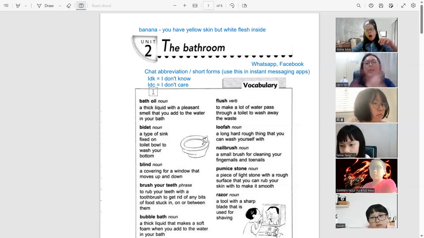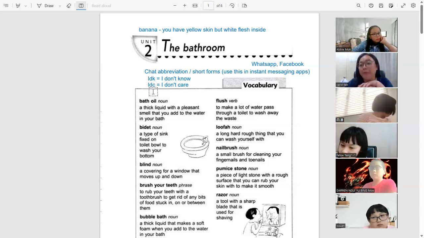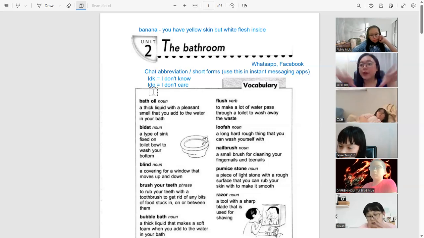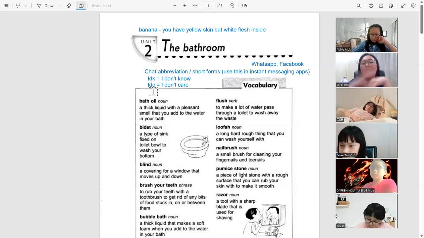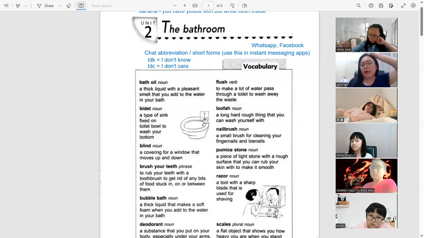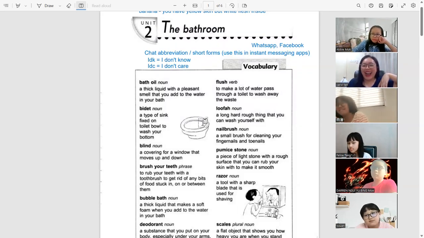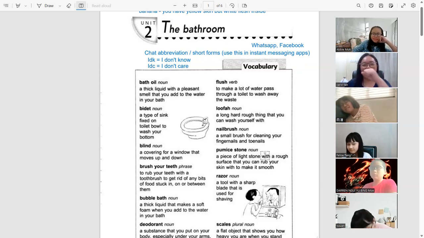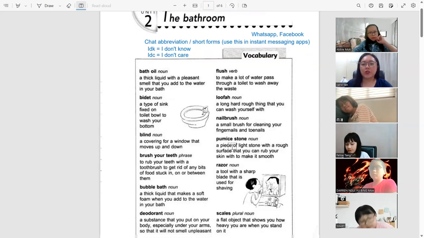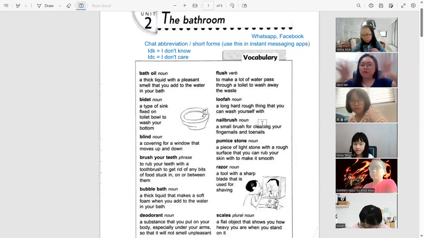So, let's begin our topic. We're going to learn some vocabulary about the bathroom. It sounds very simple and easy, right? But actually, if you look at the words, do you find any words that you don't understand from this page? Is there any words that you don't understand?